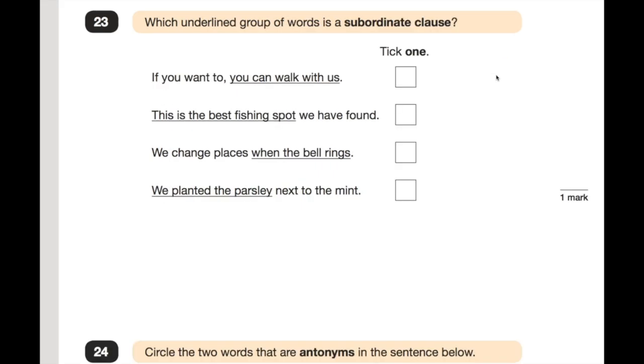Number 23, which underlined group of words is a subordinate clause? Now a subordinate clause tends not to make sense by itself. So looking at the underlined sections here is, you can walk with us. Well, that does make sense. The next one, this is the best fishing spot. Again, that would make sense. And the third one, we change places when the bell rings. When the bell rings by itself doesn't make sense. We're waiting for that extra bit of information. So in this case, that one is the subordinate clause.